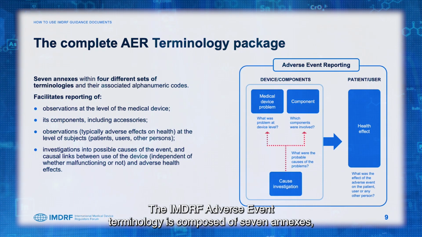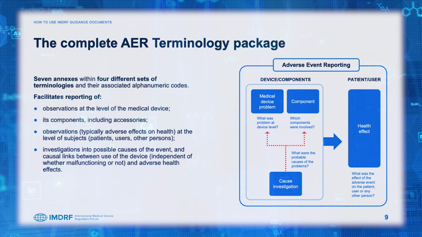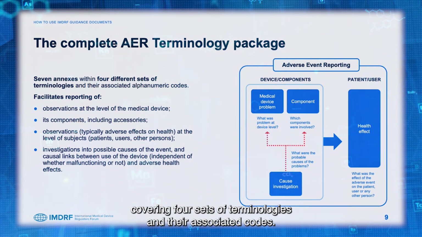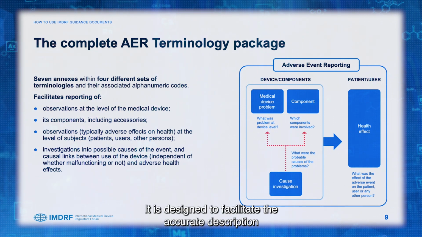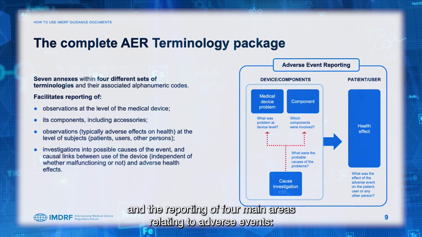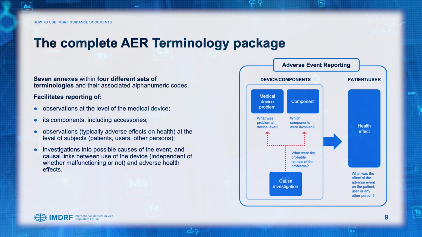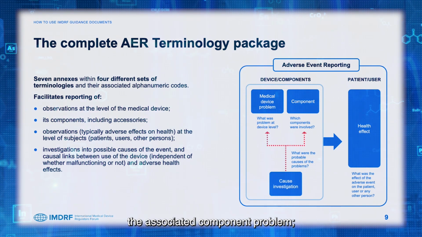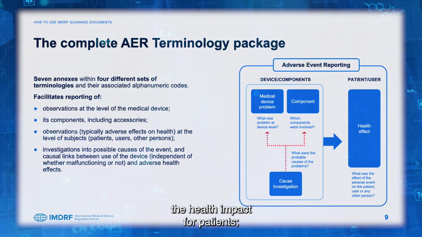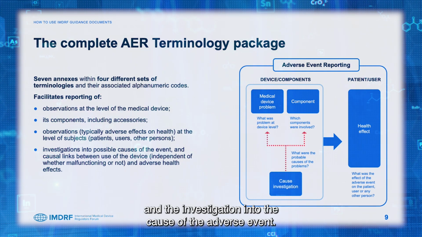The IMDRF adverse event terminology is composed of 7 annexes, covering 4 set terminologies and their associated codes. It is designed to facilitate the accurate description and the reporting of 4 main areas relating to adverse events: the medical device problem, the associated component problem, the health impact for patients, and the investigation into the cause of the adverse event.